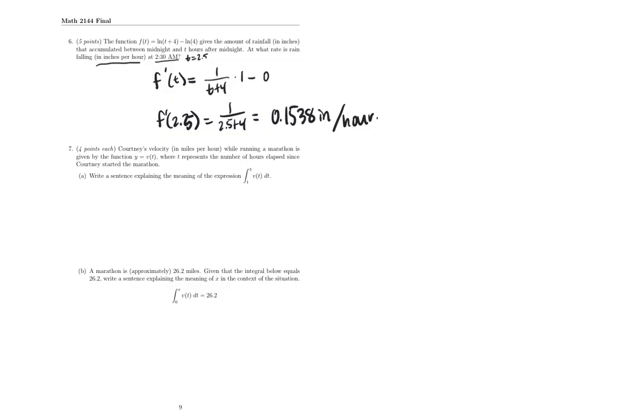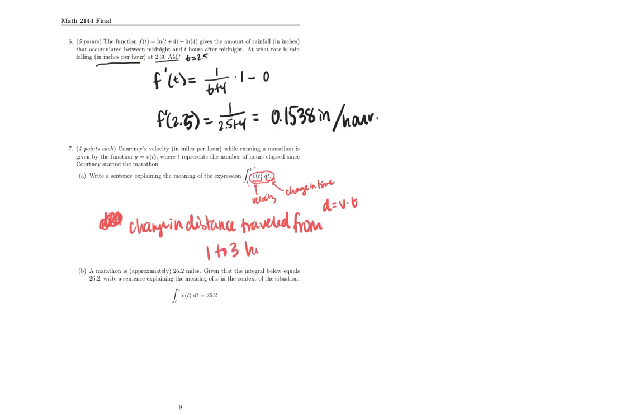So to think about this, we can think that I have a little velocity times a change in time. And I know that distance equals velocity times time. So what I'm doing here is I'm adding up distances traveled from 1 to 3 hours. So this is the distance traveled, or the change in distance traveled, from 1 to 3 hours.